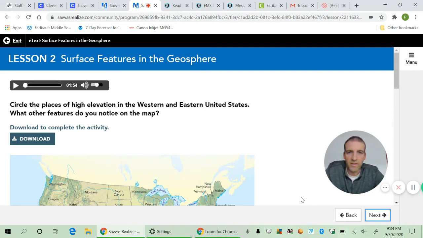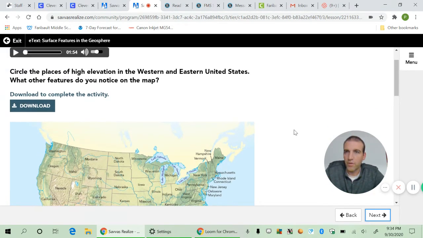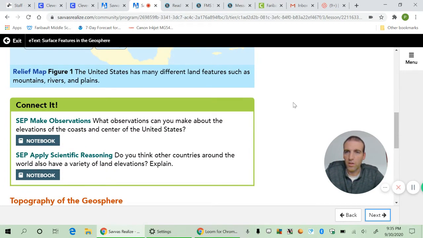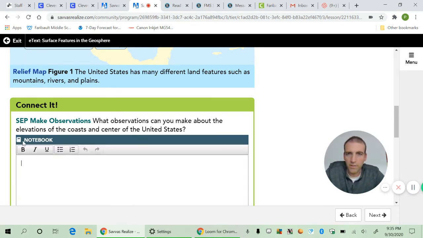And we've got that connected activity. We've got a map of the United States for you to look at. If you are doing this in your textbook, you can circle a few different places on there with the highest elevations in the western and eastern United States. Your teacher, if you're doing it on your iPad, may ask you to download this activity and complete it in Notability. There are two questions that go along with this map, and just like any other time that you see this notebook symbol, you can click on that, and that's where you're going to need to type in your answer to that question. If you're using your textbook, you'll be just writing on the lines that go with the question.